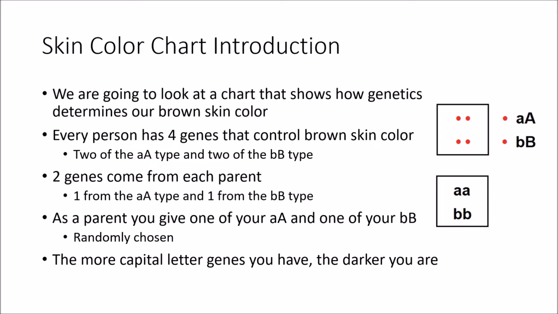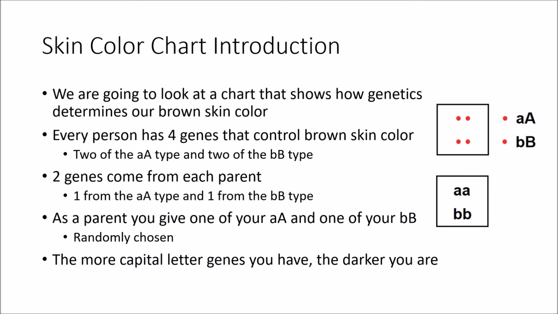And when you get the B type from the parent, you're going to get a small b or a big B. And those A, B are going to determine how much of the melanin is produced in your skin and therefore what your skin color is. So you get 2 genes from each parent, one A and one B from each parent. Hope that's straightforward enough there.